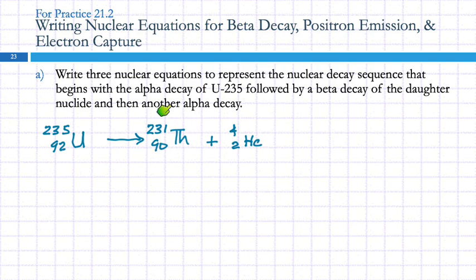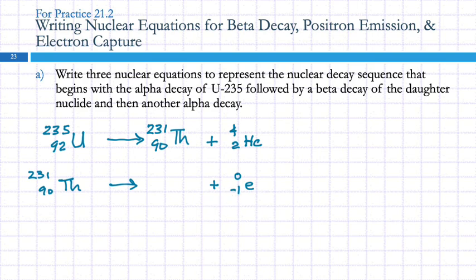So the next one then, we're going to take this one, Th 231, and that's going to decay by beta decay. Do you need some time to work on that one, or did you already get started on it? Everybody good? Okay. So what is the particle that's getting spit out? What's the symbol for it? 0, -1, e, right? So that's something you have to memorize. Beta decay, you write that in.